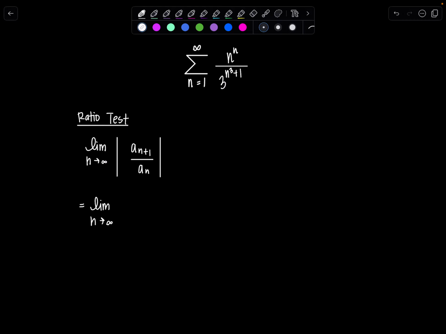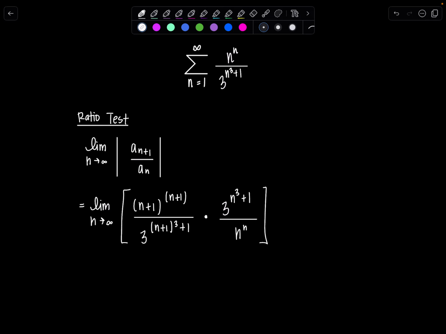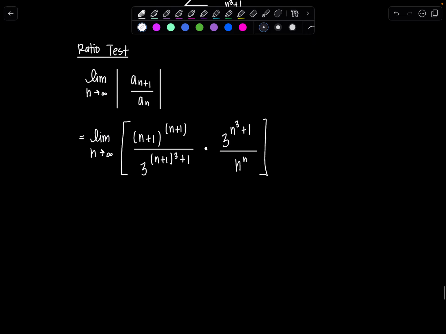And I'm already going to just start simplifying as I go. So we're going to have n plus 1 raised to the n plus 1 over 3 raised to the n plus 1 cubed plus 1 divided by a sub n, which is the same as multiplying by the reciprocal of a sub n. So 3 raised to the n cubed plus 1 over n raised to the n. All right, now from here, our job is to clean this up so we can try to evaluate the limit.